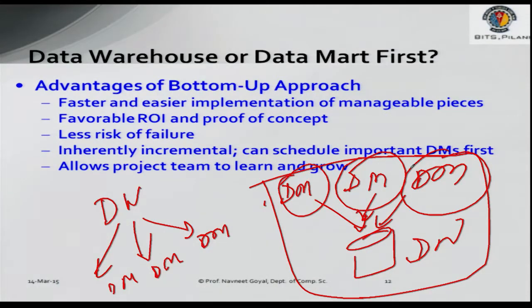And favorable ROI, so that means you can start using the data mart very quickly and possibly get the return on investment fast, and less risk of failure because you are not investing too much of your resources into this, and inherently incremental. So this approach is inherently incremental in the sense that you can schedule important data marts first. So you can say that I'll take up the most important business process in the organization and I'll develop a data mart for it, and it allows the project team to learn and grow.